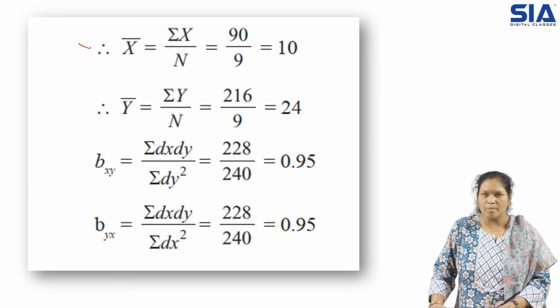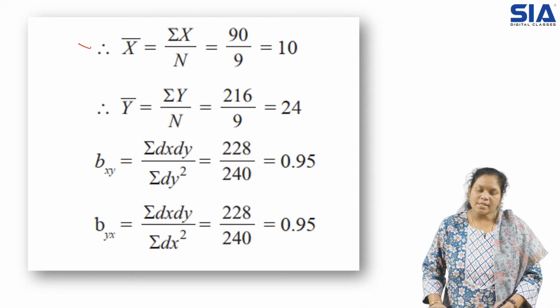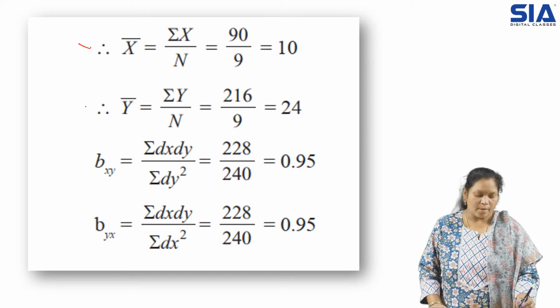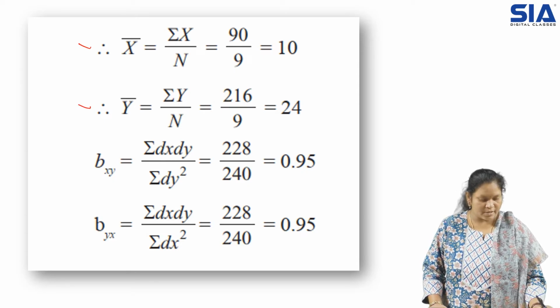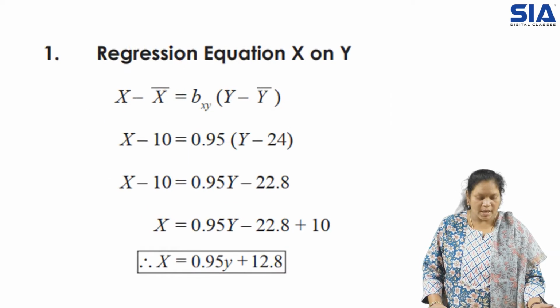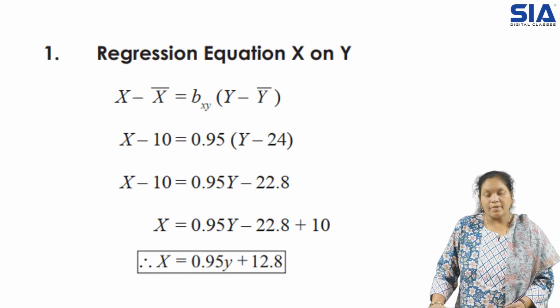It's a regular formula that we learned last sem. The same mean formula will carry on here. Y bar is also summation y by n. Now first of all let us discuss regression equations, then we'll go for bxy and byx.